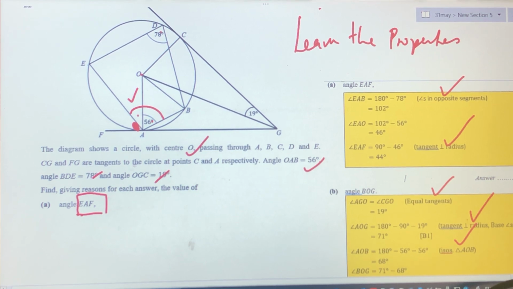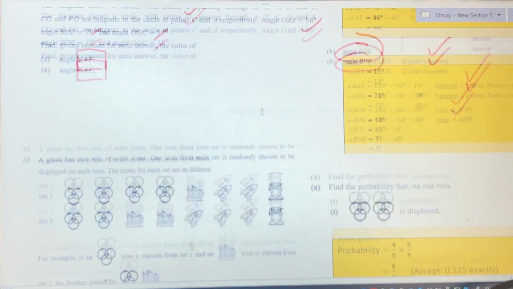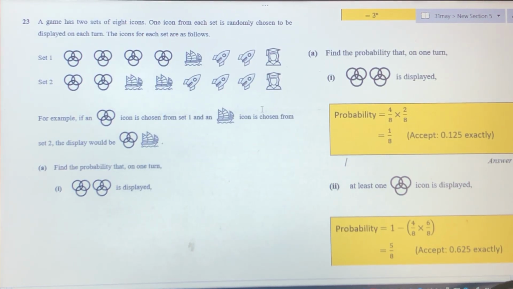Now after you have found this, how to find BOG? BOG here. Okay, BOG is very simple also. You know that this is 56, so this must be 56. Then you can get this as 68. Is it 68? Yeah, 68. And because this is 90, and you know these are tangents from external points, they are equal, right? 19, then you get the answer already. Okay, so that's all. Now let's move on to the last question.